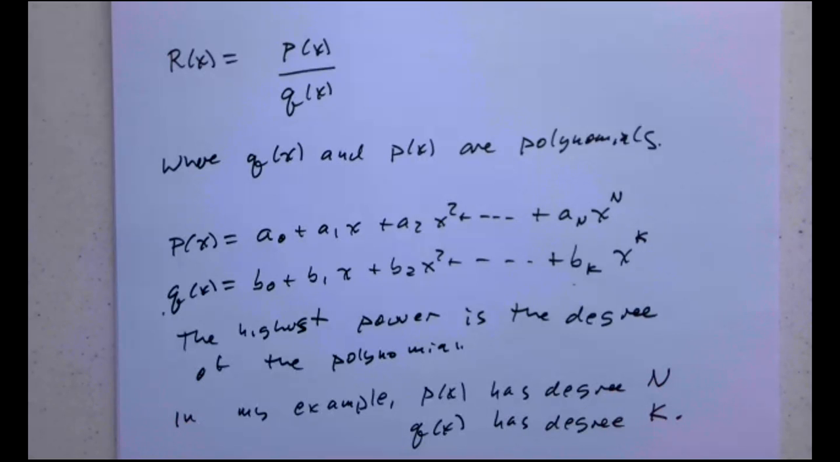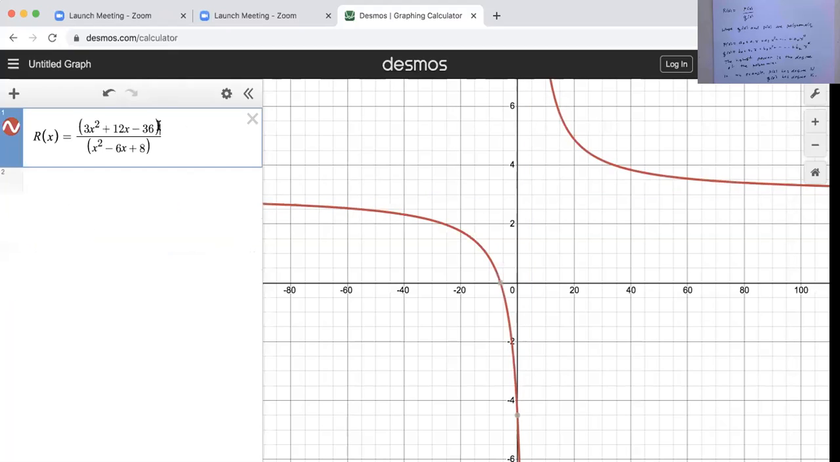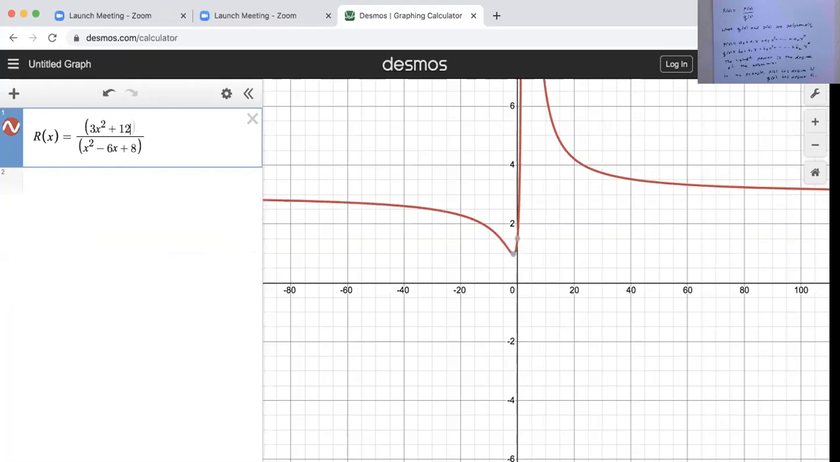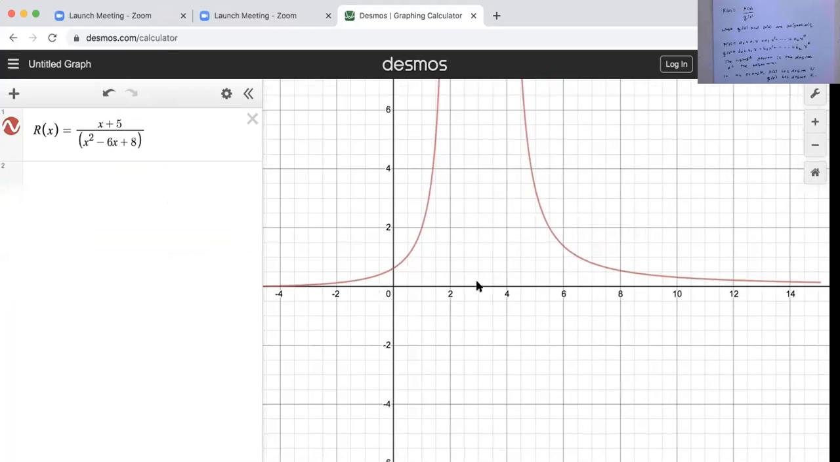Let me go ahead and load Desmos, just showing you that if the degree of the bottom is bigger, we'll get there. So, for example, make the top x plus 5, so the degree of the top is 1. The bottom, good enough, x squared minus 6x plus 8. The degree of the top is 1, the degree of the bottom is 2, horizontal asymptote at y equals 0. So you can see that as the function moves on, that's the case.